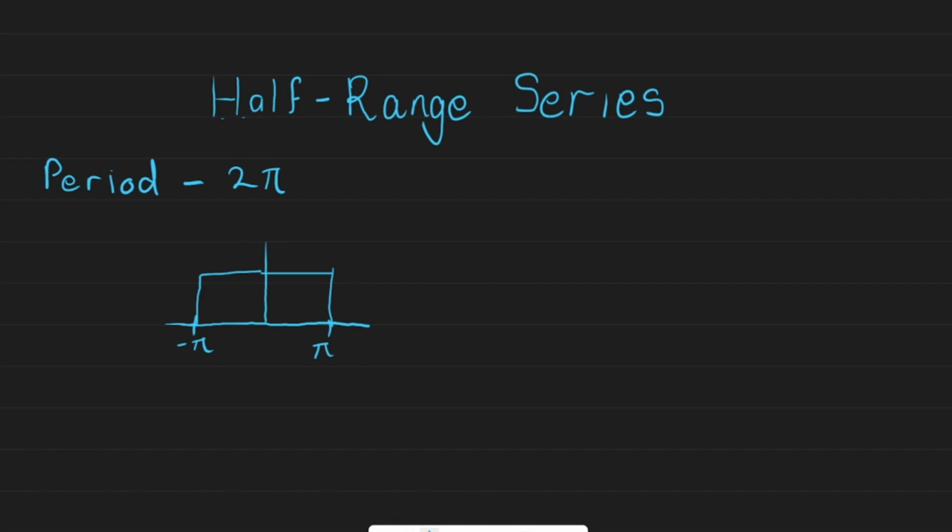So let's just say that there is nothing defined from minus pi to 0. So we just have something between 0 and pi. So let's just say we have a function y is equal to 2x between 0 and pi. Okay, so we have f of x is equal to 2x, and this is between 0 and pi.